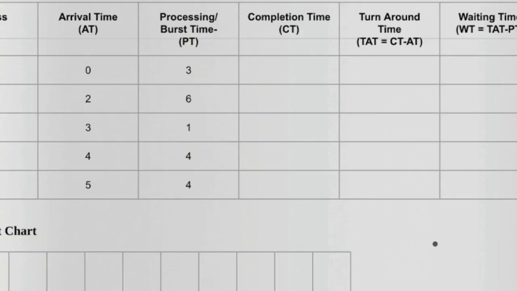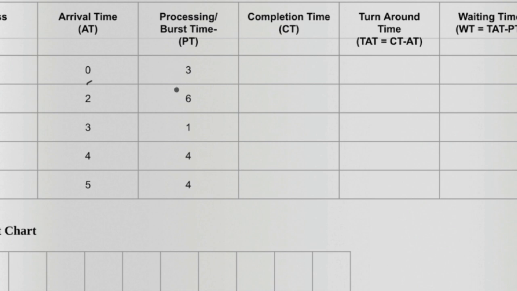Okay, so in the Gantt chart, we'll start with the time interval of 0 and see which processes have arrived at time interval 0. You can see P1 has arrived. There are no other processes that have arrived at time 0. So the arrival time of P1 is 0, and we put P1 first. We'll move P1 from the ready state to the running state, which is when it will start its execution.